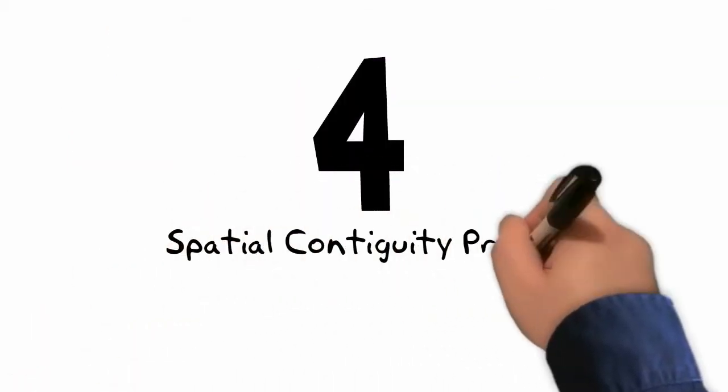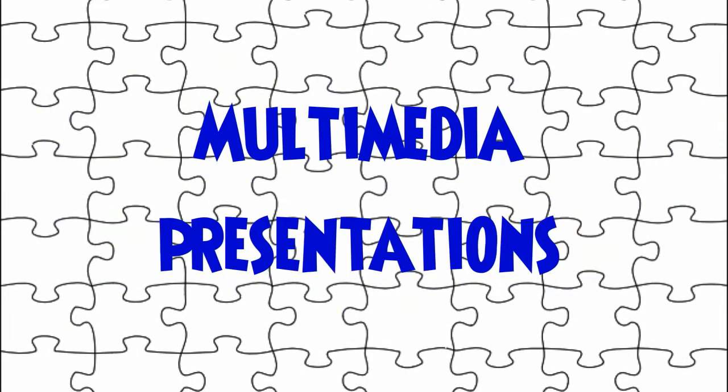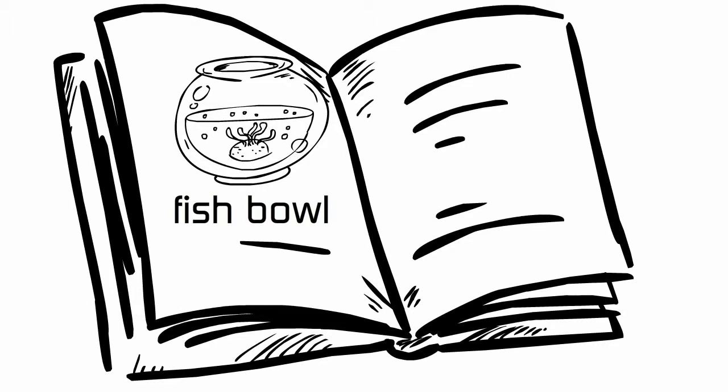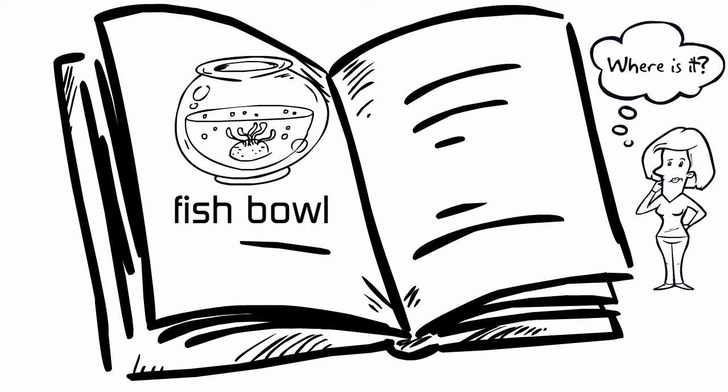Rule number 4 is the spatial contiguity principle. Simply put, multimedia presentations are not puzzles. Words and pictures need to be presented near each other on the same page. Visually searching for information can stretch the cognitive resources.